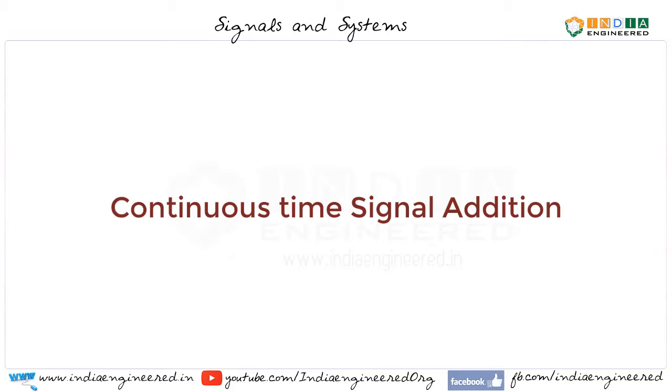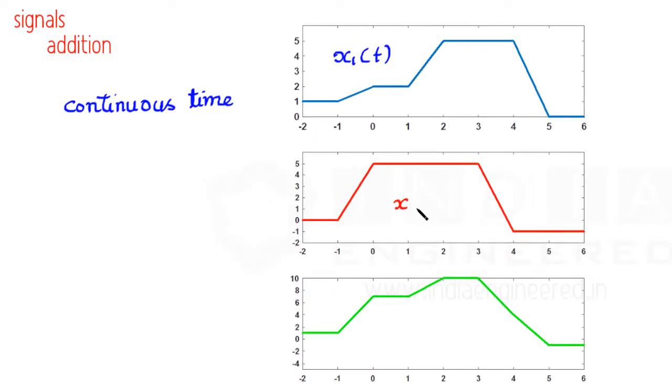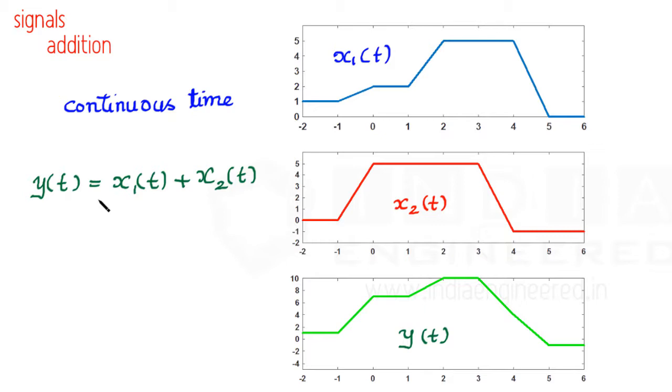Now let's see the continuous time case. Let's consider addition of continuous time signals. Here we have x1 of t, this is our x2 of t, and we have y of t which is the sum of x1 of t and x2 of t. So we can write y of t equal to x1 of t plus x2 of t. Now similar to the discrete time case, all we have to do is add values at the same instant.